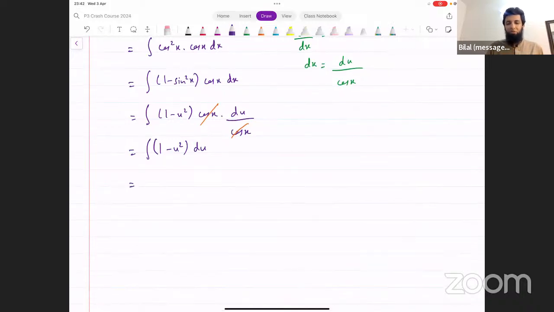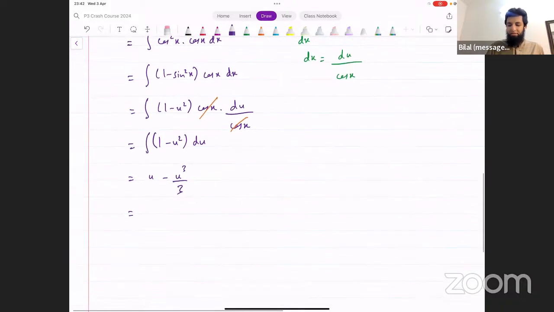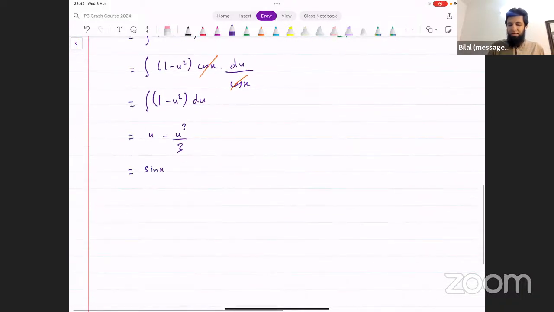Now, what's the integration of 1? Integration of 1 is u. Integration of u squared is u cube over 3. And now you can put that substitution back. u was supposed to be sine x. So it becomes sine x minus sine cube x divided by 3 plus c. That's the result that we get from this.